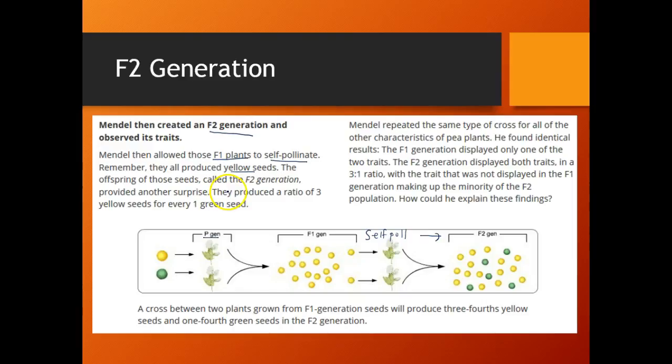So this is when he had another surprise, which is when it wasn't half and half, it wasn't just yellow, but instead it produced a ratio of 3 yellow seeds for every 1 green seed. Okay, so it had a 3-to-1 ratio. And Mendel repeated the same cross for all the other characteristics. So instead of focusing on seed color, he might have focused on flower color or pod color, etc. And he found identical results.